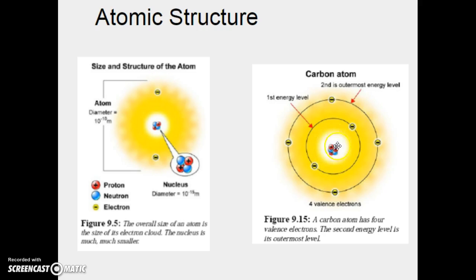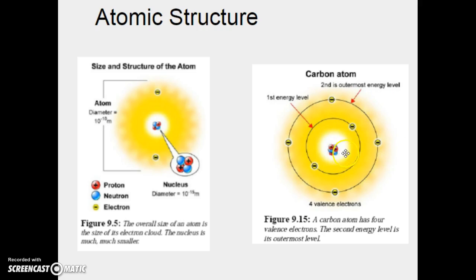So carbon, element number 6, has 6 protons in here, has 6 neutrons in here, has 2 electrons in the first electron shell, and has 4 electrons in the valence. Remember, valence means outermost. So the total of 6 electrons are all accounted for here.